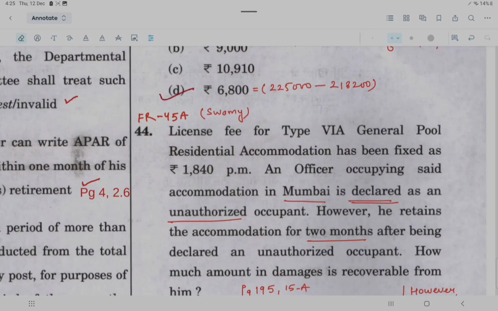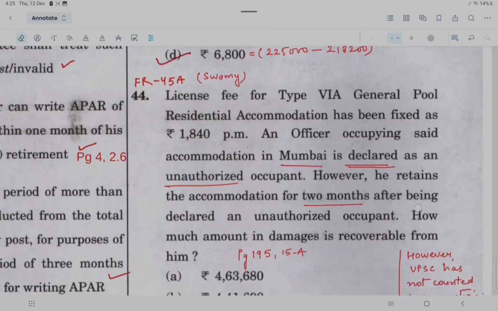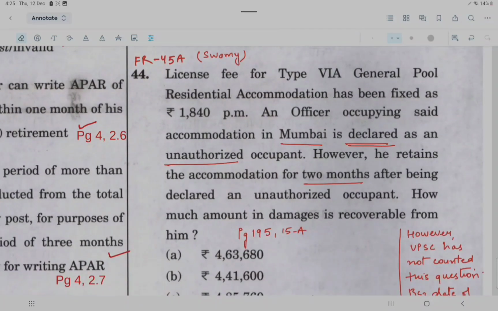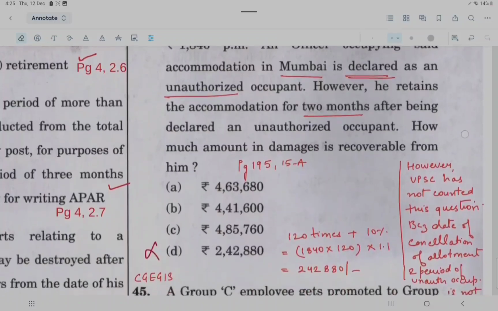Next question is on fundamental rules. Question 45 says that the license fee for type 6A general pool residential accommodation has been fixed as 1840 per month. An officer occupying the said accommodation in Mumbai is declared an unauthorized occupant. However, he retains the accommodation for 2 months after being declared an unauthorized occupant. How much amount in damages is recoverable from him?